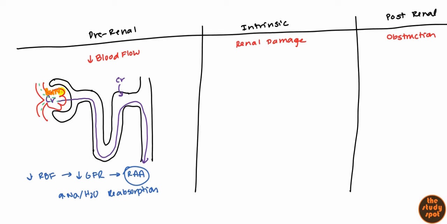On the other hand, BUN is a little different. BUN does get freely filtered. It goes through the glomerulus to the tubules, and it goes out of the urinary tract. However, BUN does get reabsorbed. So BUN does get reabsorbed normally, and creatinine does not. Creatinine gets completely removed with no reabsorption.